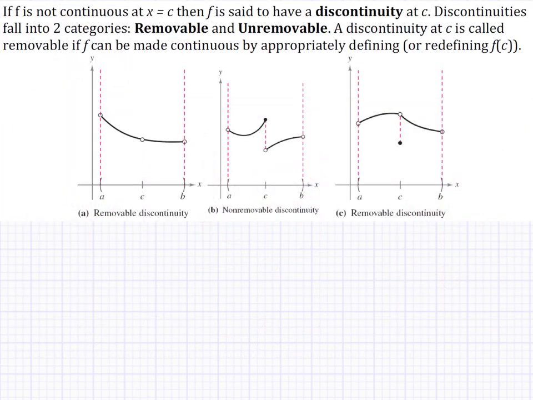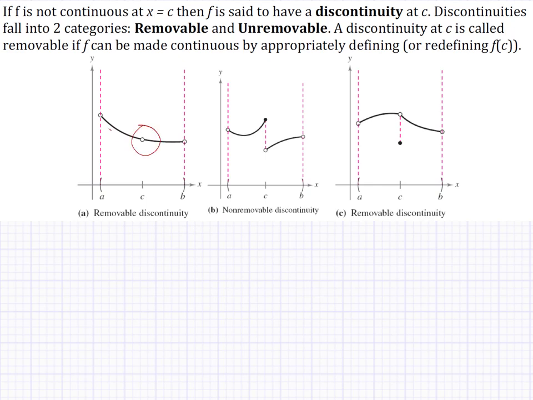When we have a discontinuity, a place where the function is not continuous, we put it into two categories: removable and unremovable, or sometimes called non-removable discontinuities. And whether we have the removable or non-removable discontinuity really depends on whether or not the limit exists. Okay. If you look at this one, this is a removable discontinuity.